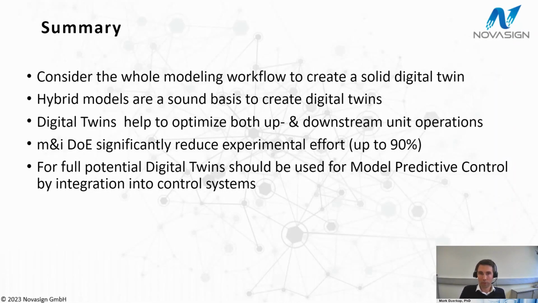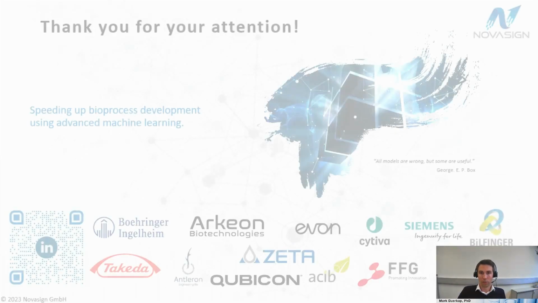Today I only showed you upstream, but if you're interested, you can always reach out. We also have a lot of downstream applications. In order to save experiments, you should combine hybrid models with MBDoE, depending on what you're aiming for. And at the end, to really make the most out of that, not just stop in the development department, take the digital twin along the whole process life cycle, and then use it as a model predictive controller, for example, at the end, by integrating it into a control system.